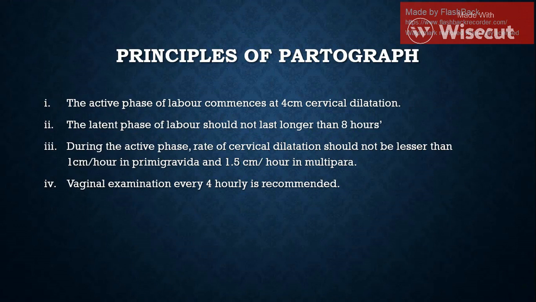The active phase of labor commences at 4 cm of cervical dilatation. The latent phase of labor should not last longer than 8 hours. During the active phase, the rate of cervical dilatation should not be less than 1 cm per hour in the primigravida and 1.5 cm per hour in the multipara. Vaginal examination is recommended every 4 hours.